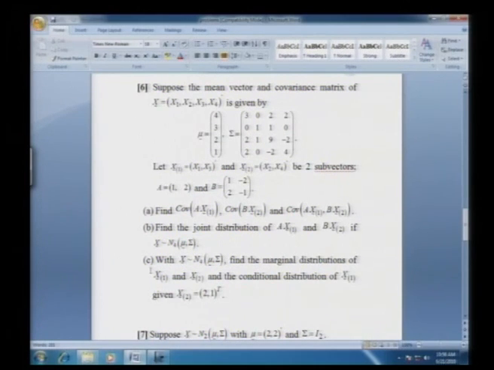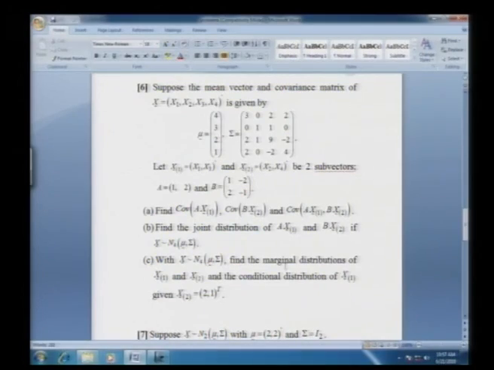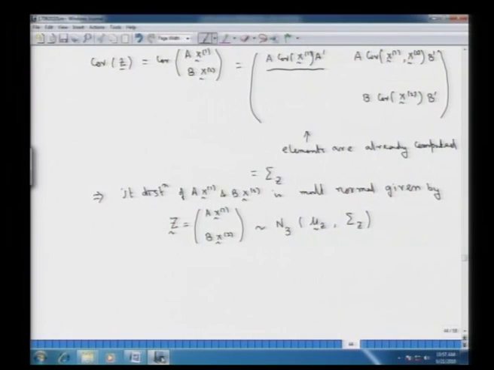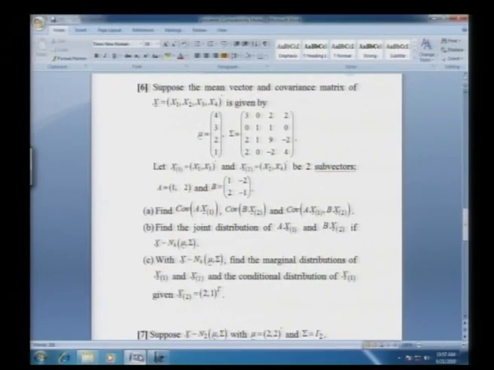Now the C part of this problem is that with the same assumption as what we had made for the B part of the problem, that is a 4-dimensional multivariate normal with the given mean vector and the covariance matrix sigma, find the marginal distributions of x1 and x2, and the conditional distribution of x1 given x2 is this particular quantity. So this is the C part of this problem.